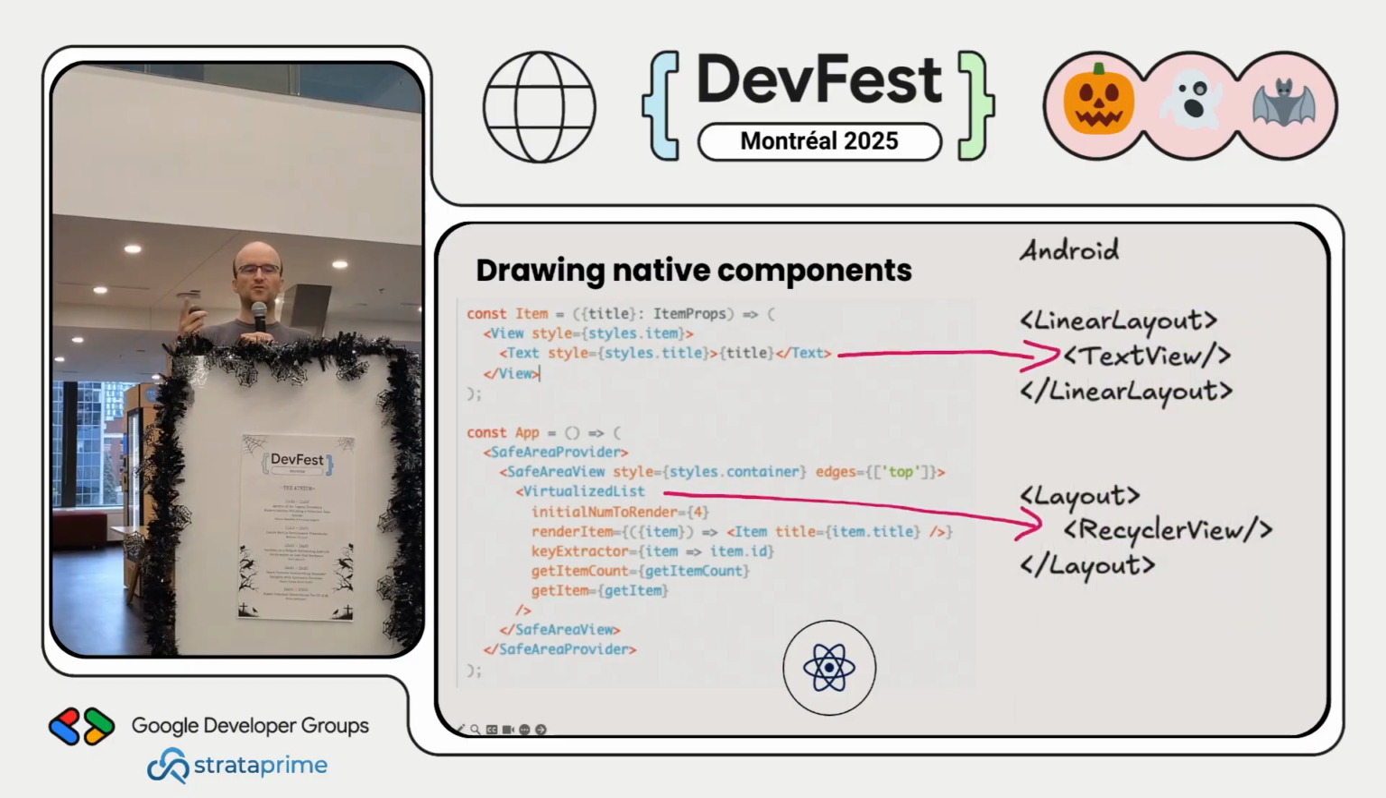And then if we do the transition, we can see the virtualized list, which is the list of all the items, is translated into a RecyclerView, which is the view to render a list on Android. And then the item template, basically the text, would become a TextView directly on the Android layers.